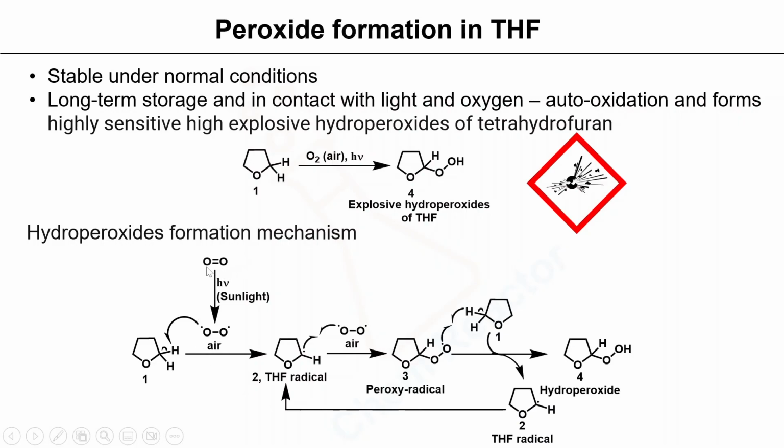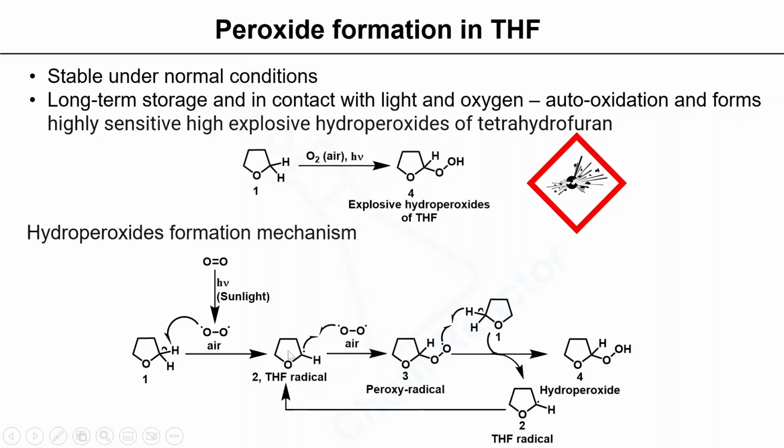The oxygen molecule from environmental oxygen in the presence of sunlight forms an oxygen radical. That oxygen radical abstracts a hydrogen radical from THF and forms a THF radical. This THF radical again reacts with oxygen and forms a peroxy radical. This peroxy radical again abstracts a hydrogen radical from another THF molecule and forms this explosive hydroperoxide, and along with that it forms another THF radical.